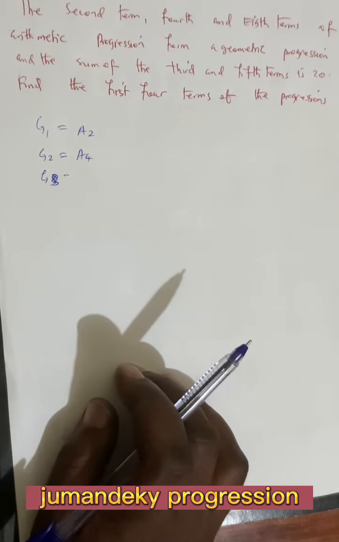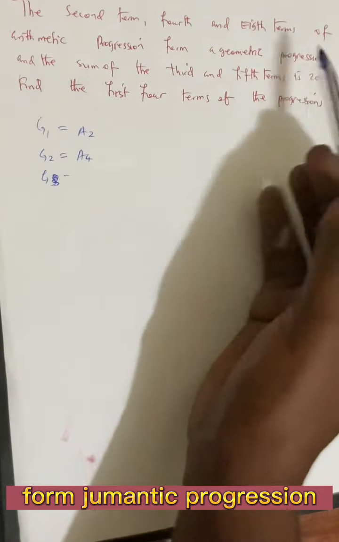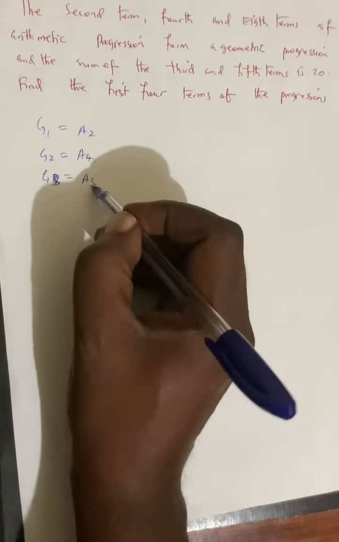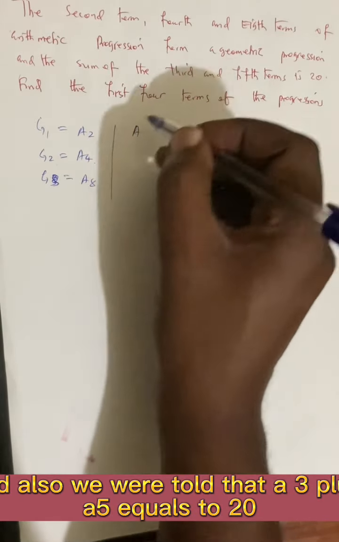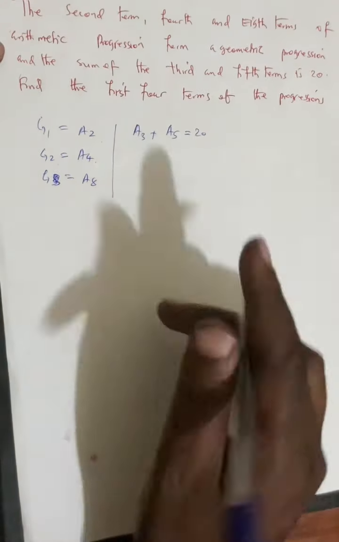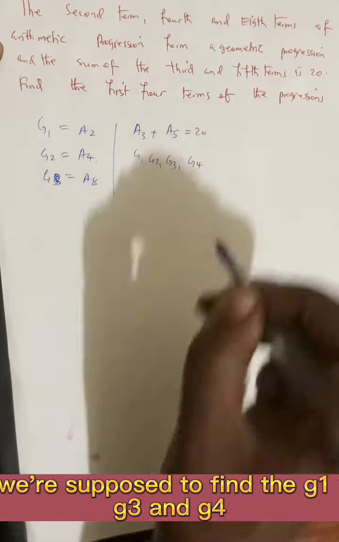Arithmetic progression, geometric progression. We're given that the second term, fourth term, and eighth term of an arithmetic progression form a geometric progression. So G1 is A2, G2 is A4, G3 is A8. And also we were told that A3 plus A5 equals 20. We're supposed to find G1, G2, G3, and G4.